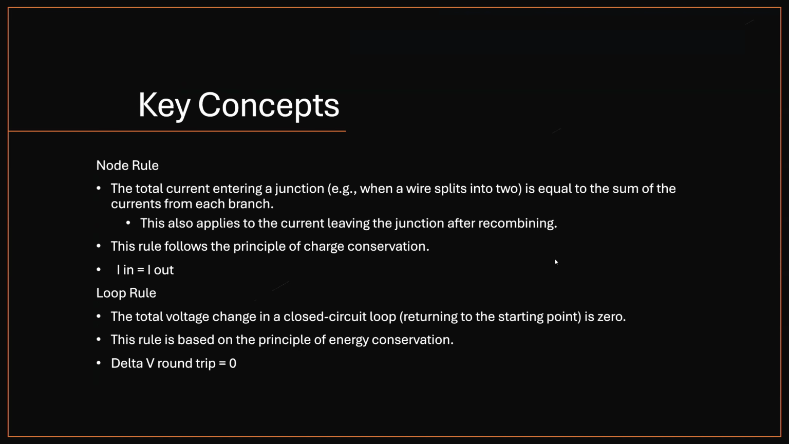Key concepts: the node rule, I in equals I out, and the loop rule, the total voltage change in a closed loop. The rule is based on the principle of conservation of energy. The round trip would be 0.